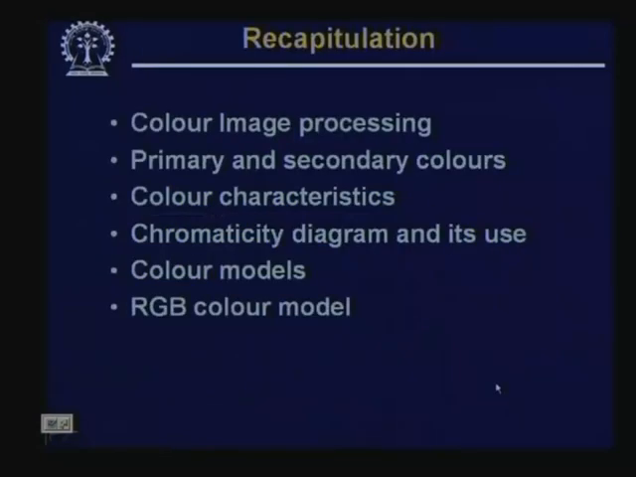In our last class, we started our discussion on color image processing. The topics that we covered are the fundamentals of color image processing. We have seen what is a primary color and what is a secondary color. We have seen the characteristics of different colors. We have seen the chromaticity diagram and the use of the chromaticity diagram, and we had started our discussion on color models, and there we just started the discussion on the RGB color model.